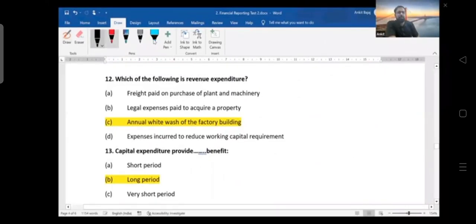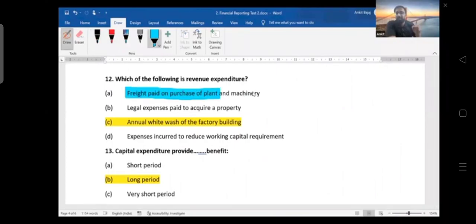Which of the following is a revenue expenditure? Freight paid on purchase of plant and machinery. We have discussed now that director was traveling outside India and he paid 30,000 towards traveling expenses, towards purchase of machinery. So it is not a revenue expenditure, it is a capital expenditure.